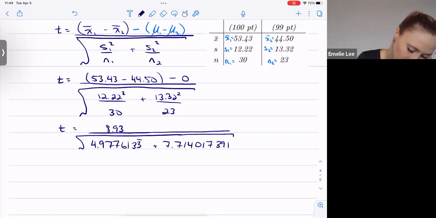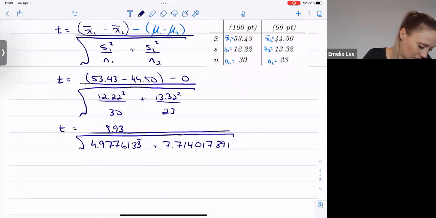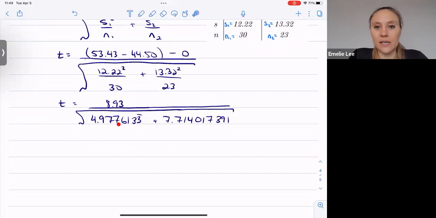And I'm sure it keeps going, but that's all I can see on my calculator. So then if I add that to that previous one, I get 12 something, right? 4.9 plus 7.7. Okay, and then you don't want to forget about the square root.